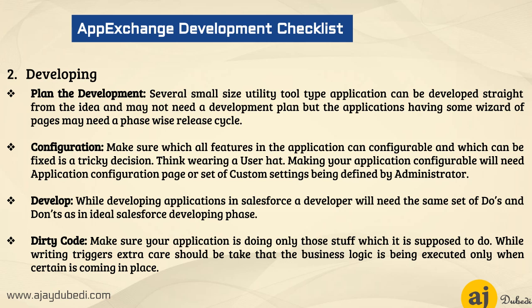Developing an application will always need a planned development model. Several small utility-type applications can be developed straight from an idea and may not need a development plan, but an application having some wizard of pages may need a phase-wise release cycle. You should also come up with a list of components which will be developed via coding, and a list of components which can be done via configuration.